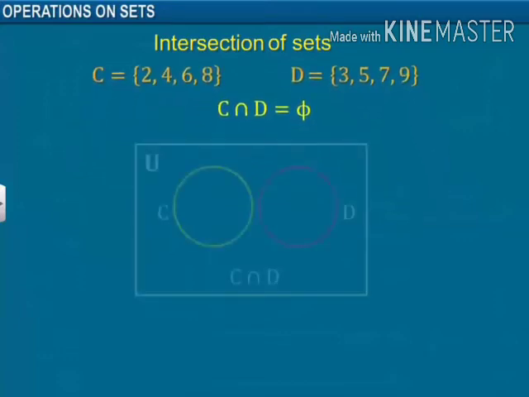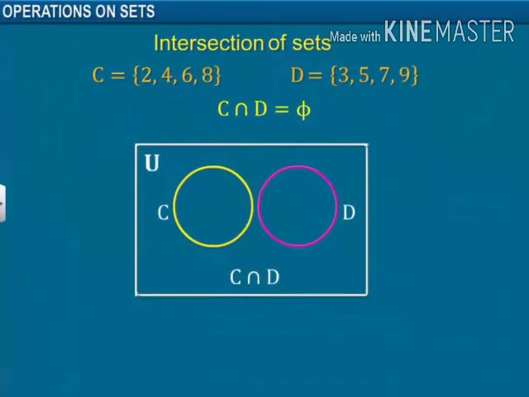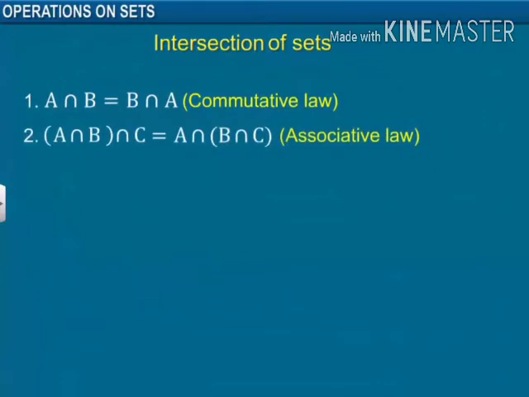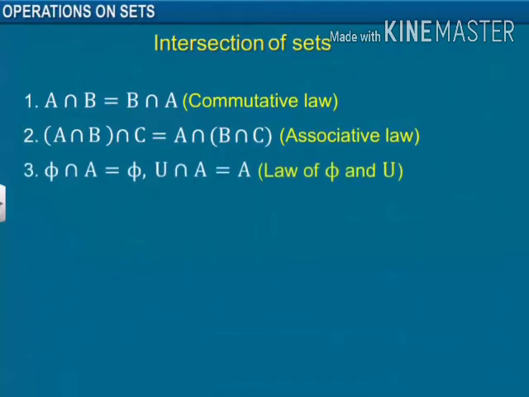Some properties of the intersection of two sets are as follows. The intersection of two sets follows the commutative law. The intersection of three sets follows the associative law. The intersection of a set with a null set results in the null set. The intersection of a set with the universal set results in the set itself.